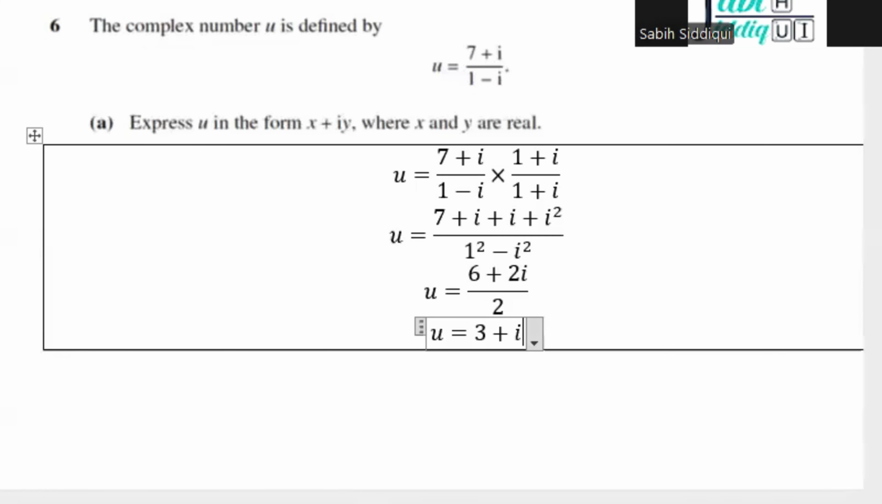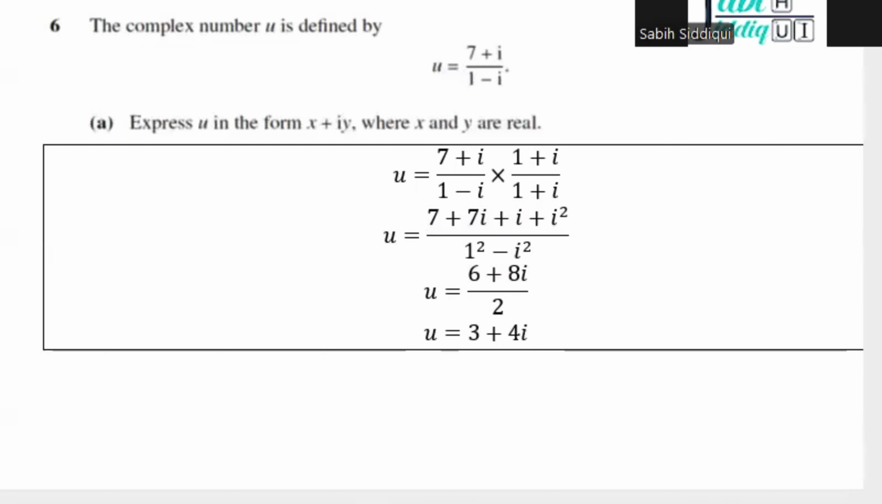7 iota. Oh yes, I missed out on it. Thank you. 7 plus 7 iota होना चाहिए. So this will be 8 iota. And dividing it by 2 should give me 4. 3 plus 4 iota.